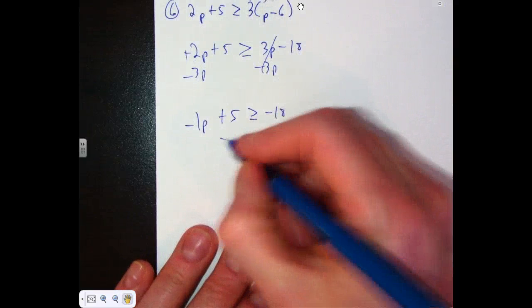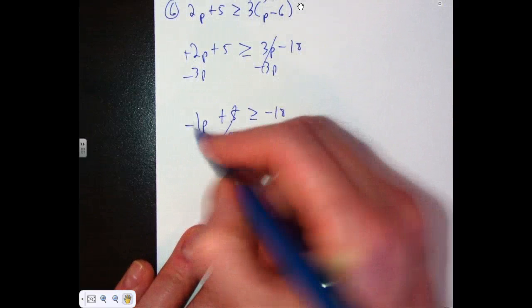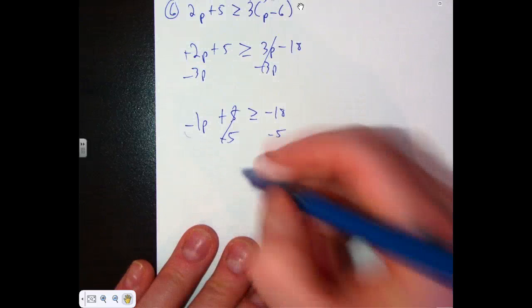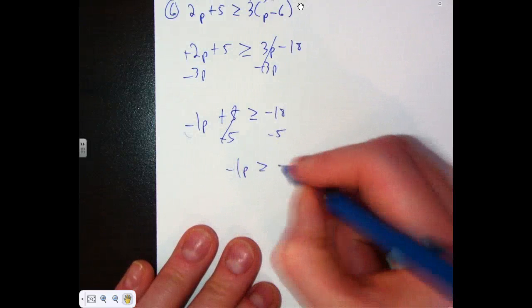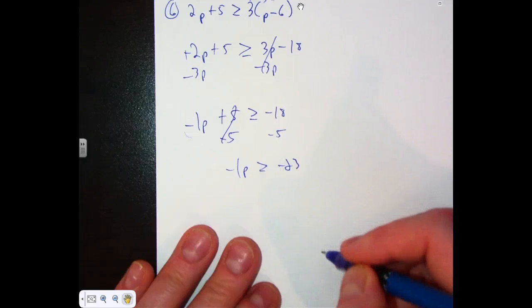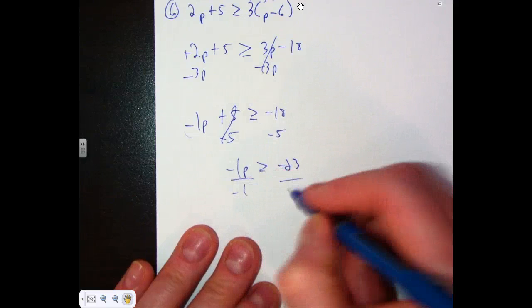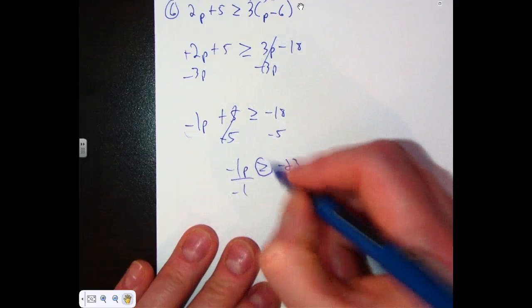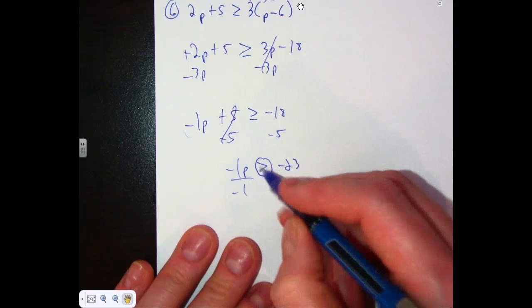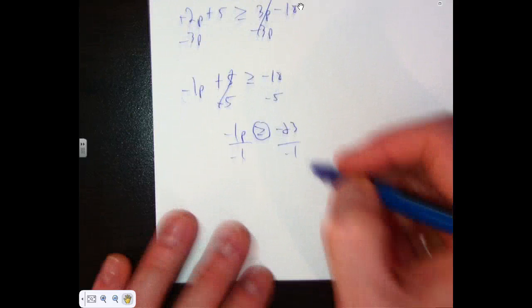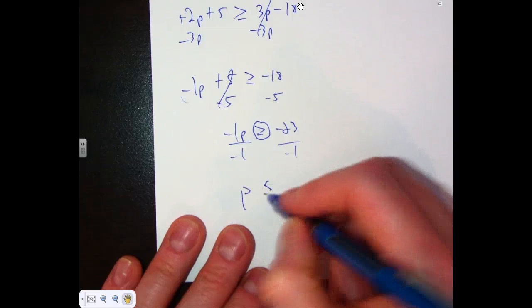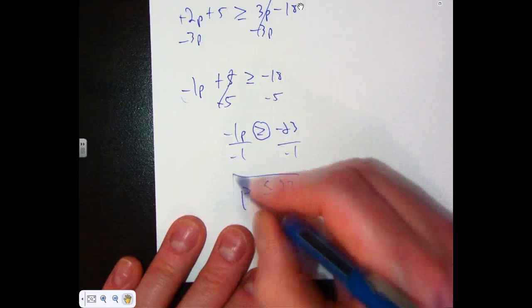Now I'll subtract 5 from both sides to get the p term by itself. That gives me negative 1p is greater than or equal to negative 23. And now I can divide both sides by negative 1. But I divided both sides by a negative, so I have to flip that inequality symbol, and this becomes p is less than or equal to positive 23.